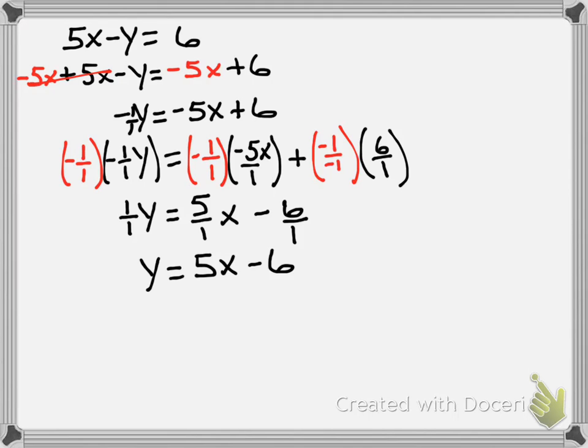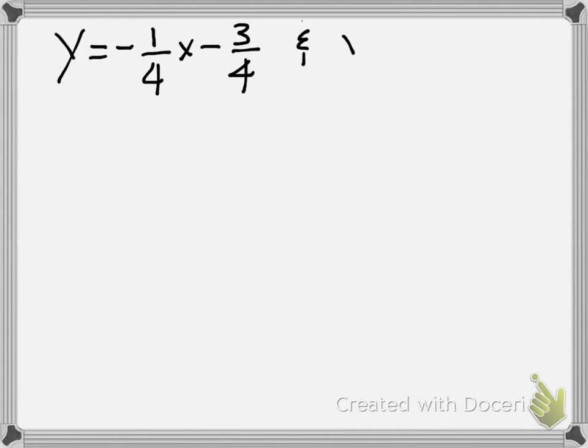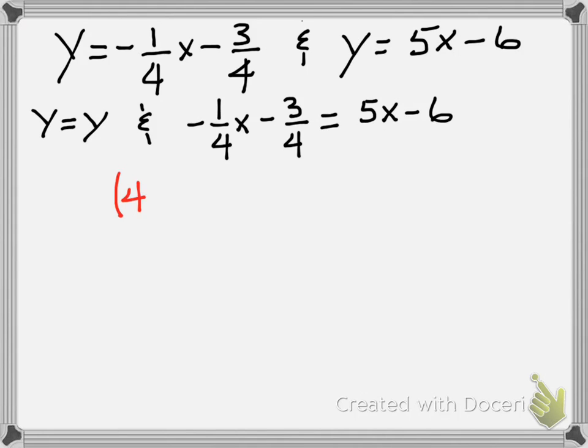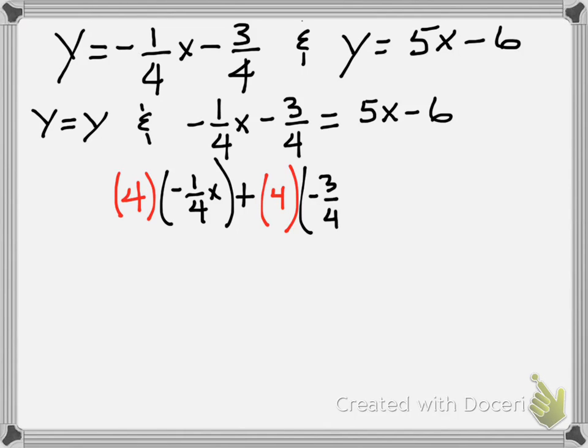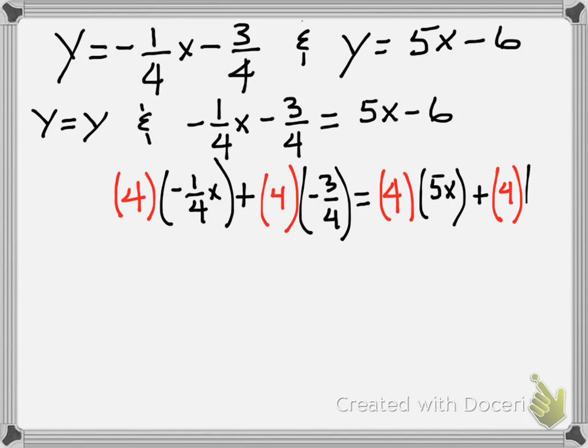Remember, if the right sides are equal, the left sides are equal as well. So we're going to work with the equation of the left sides. So we end up with negative 1/4 x minus 3/4 equals 5x minus 6. And ladies and gentlemen, remember that technique I told you? In order to get rid of the fraction, you multiply everything by the greatest denominator you have there. So in this case, we multiply everything by 4 just to get rid of the fraction.